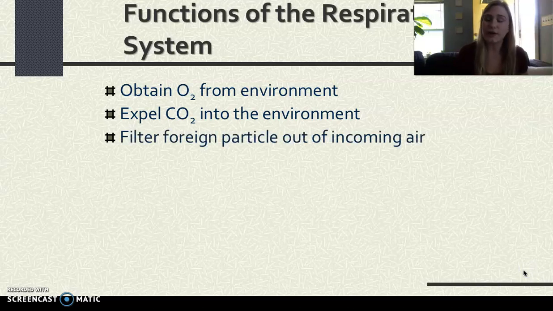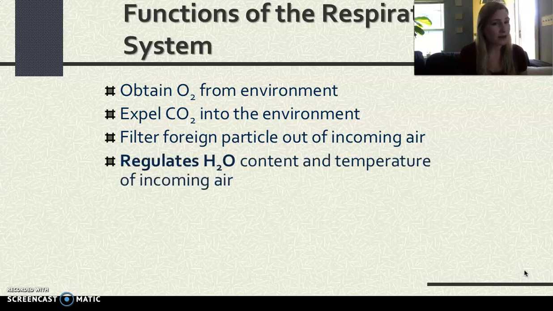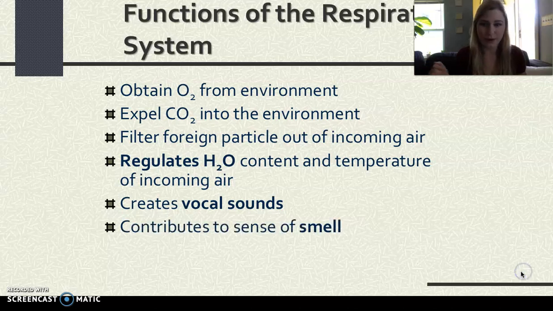We're also going to try to filter out any foreign particles. That way we're not getting a ton of gunk into our lungs. We're regulating the water content as it's going into our lungs, so that way it's nice and humid so the diffusion can happen easier. We're creating the vocal sounds, which I'm doing right now. We're also contributing to the sense of smell, which once again is where that water kind of comes in. It's really going to help with that diffusion and the connection with the olfactory system.